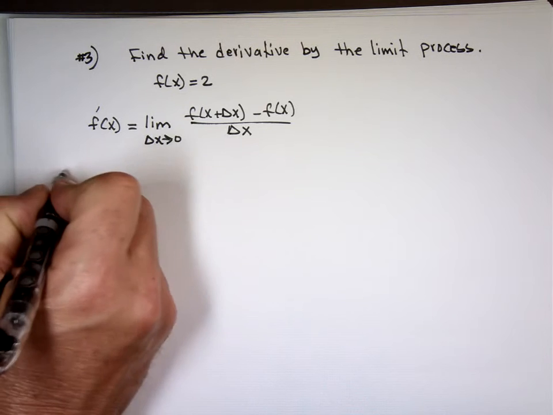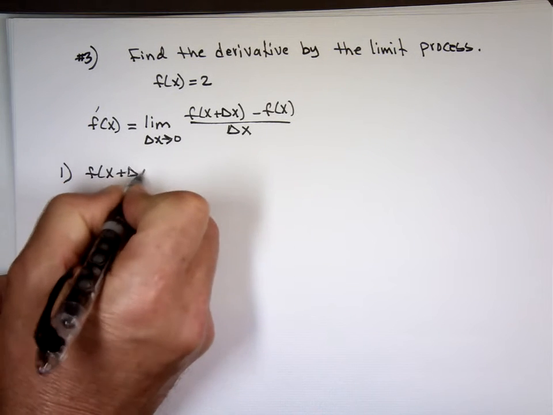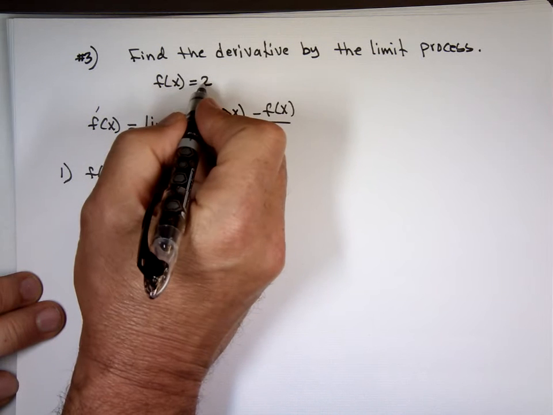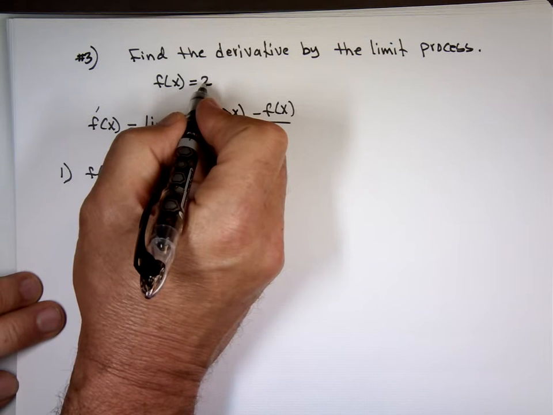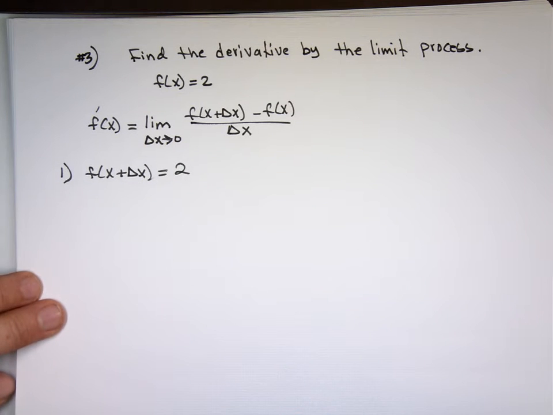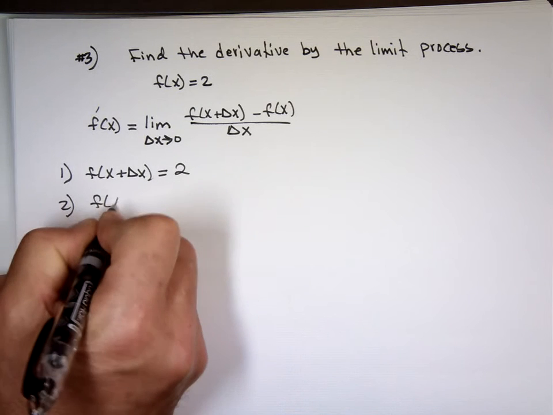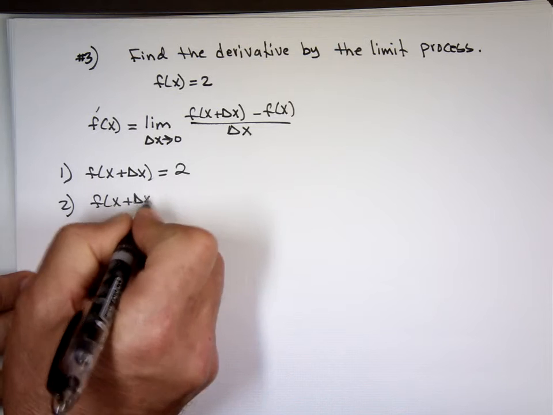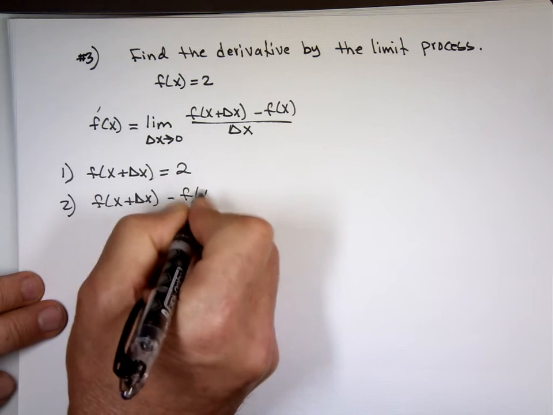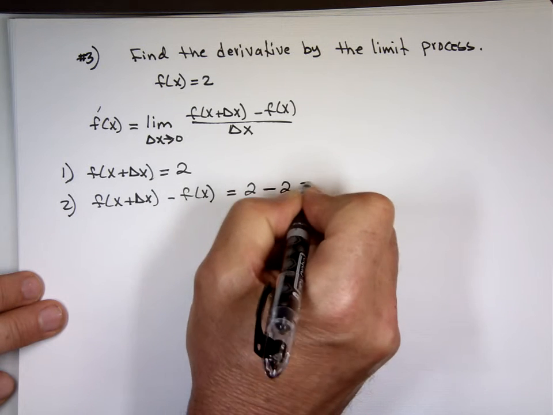So step number 1, again, 4-step. What is f of x plus delta x? It says go to the f function. Every time you see x, replace with x plus delta x. There is no x. It's only a 2. And it stays 2. Step number 2, take the difference. Two minus 2, which is what? 0.